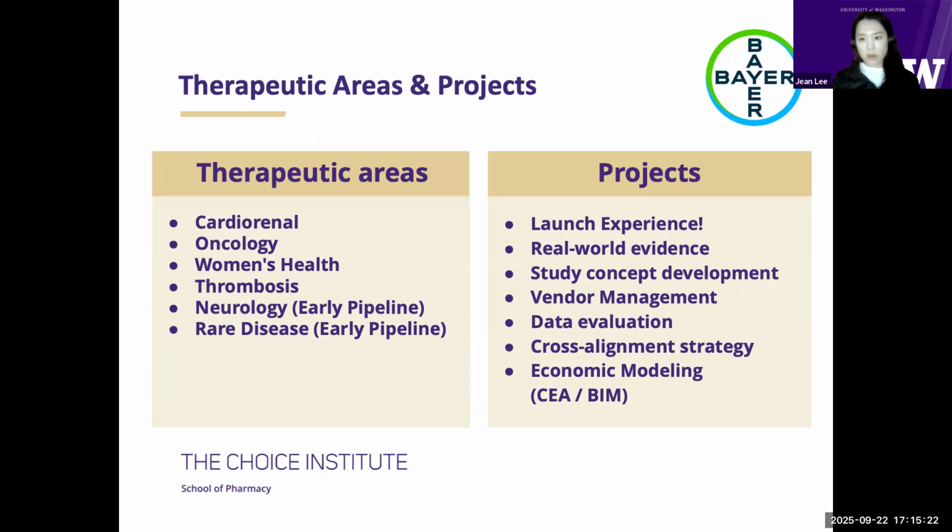Bayer has what's called the dynamic share ownership culture, which means that you're encouraged to pursue areas that really interest you. Since I started my second year in July, I've been primarily supporting asundexian, which is in phase 3 development for secondary stroke prevention. With that, I've just started to get involved in oncology projects, which has given me exposure to different stages of the pipeline. Looking ahead, I'll also gain launch experience with sebabertinib in oncology soon.